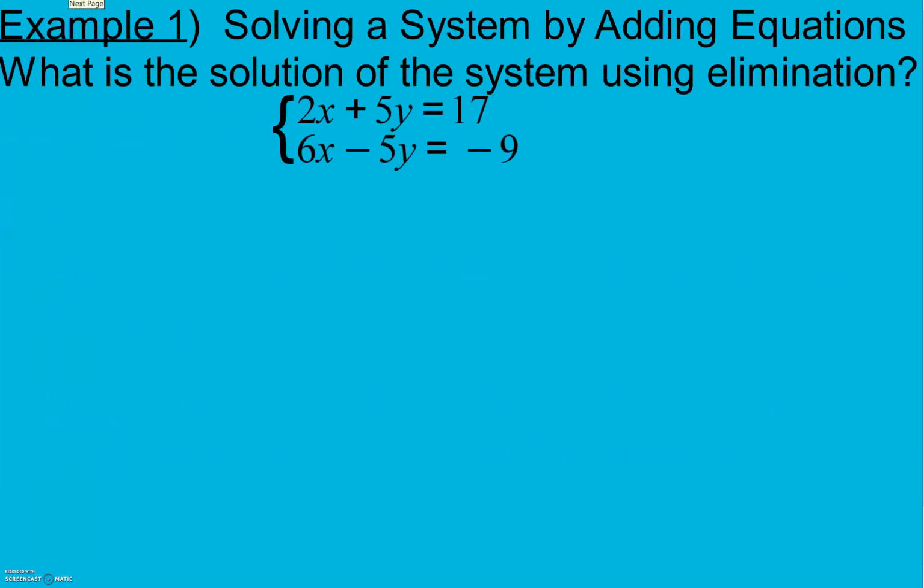In example 1 here, we're solving a system by adding equations. When we look here, guys, it doesn't look super easy to graph. It doesn't look super easy to solve for a variable. None of them are isolated already or have 1 as their coefficient. So we're going to try and use elimination here.